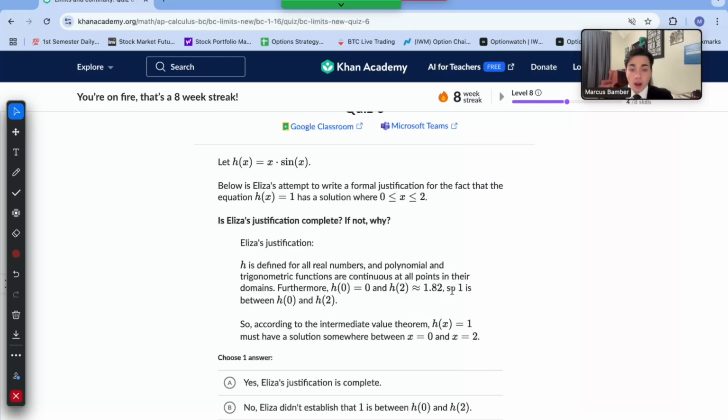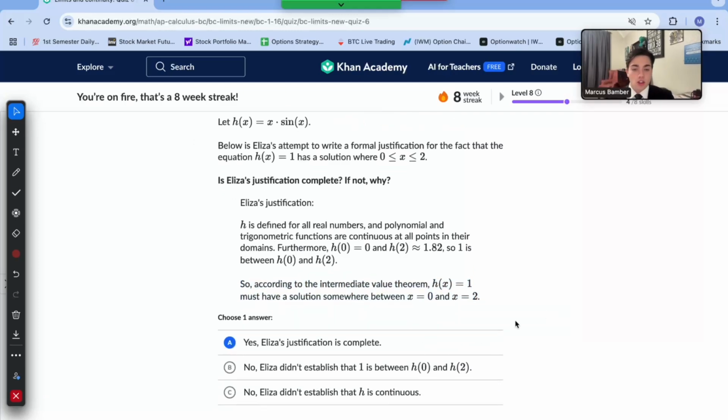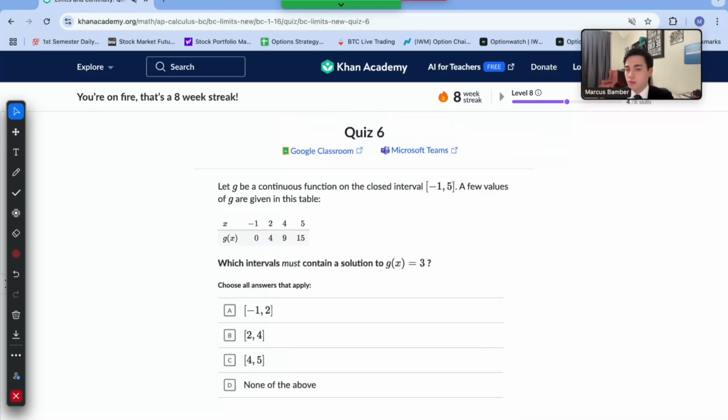And yeah, 1 is indeed between these two values. So we have both of our constraints filled by this paragraph right here. And then, since both of the constraints are filled, we can then apply the theorem. Yes, this justification is fully complete.